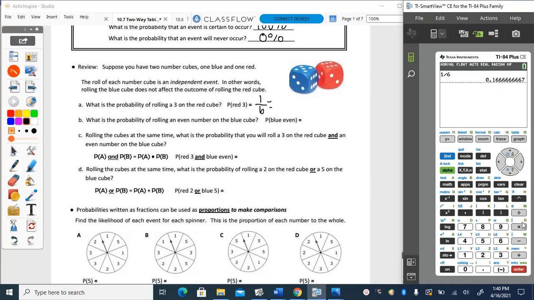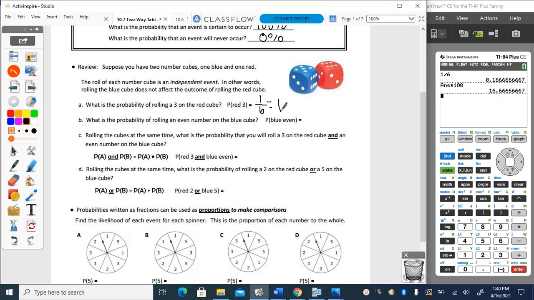0.1666666 all the way to 7. Let's times that by 100, and then round the whole number up to 17%. So you have a 17% chance of rolling a 3 on the red dice. The way we set this up is the probability P of red 3. If we're doing probability of red, you want to put red, and 3 is the side we want.